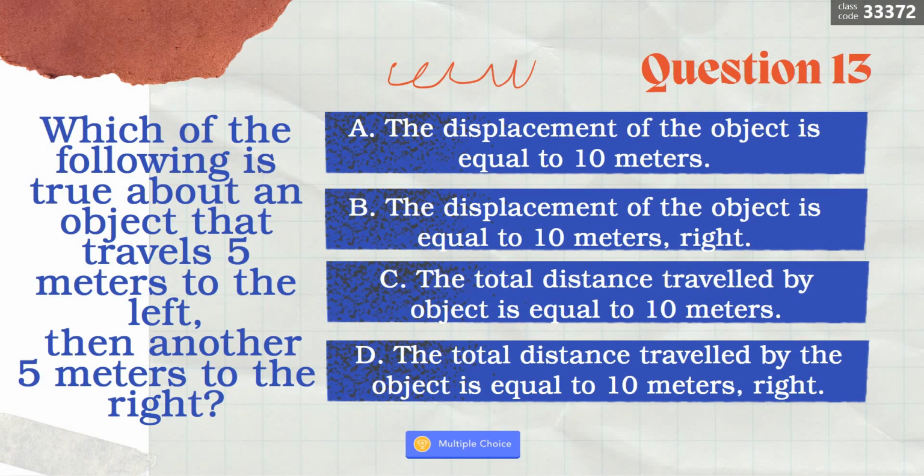Is it A, the displacement of the object is equal to 10 meters? B, the displacement of the object is equal to 10 meters right? C, the total distance traveled by the object is equal to 10 meters? Or D, the total distance traveled by the object is equal to 10 meters right? Very good. That is letter C. The total distance traveled by the object is equal to 10 meters.